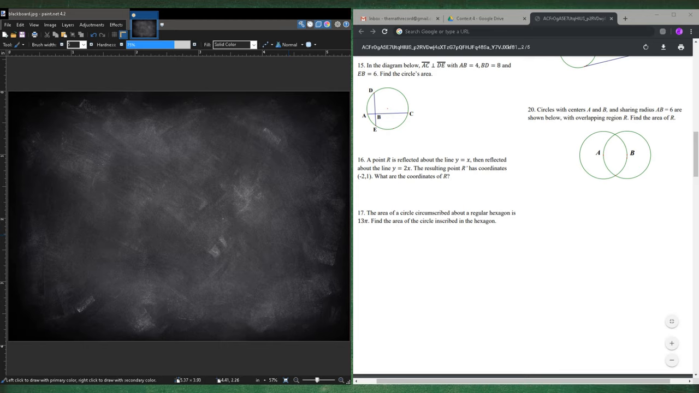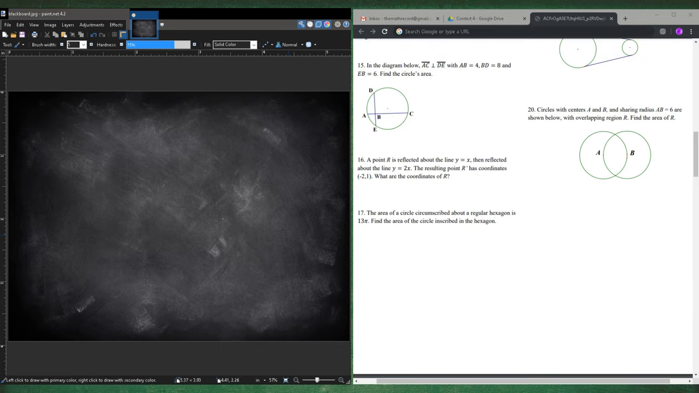Number 16. A point R is reflected about the line y = x, and then reflected about the line y = 2x. The resulting point R' has coordinates (-2, 1). What are the coordinates of R?